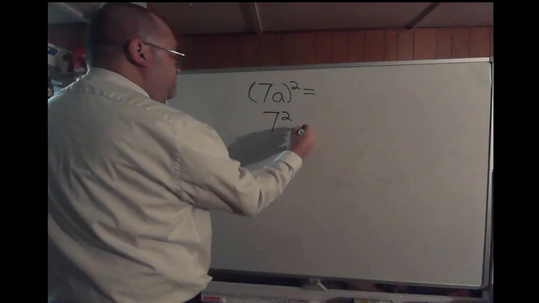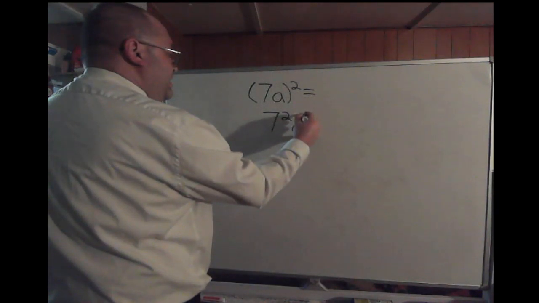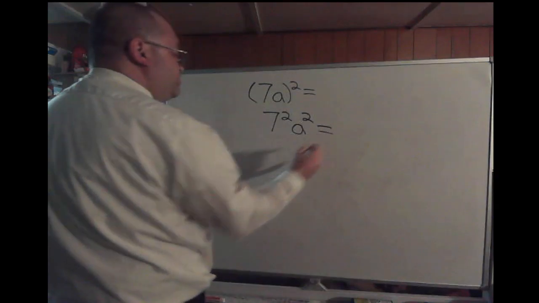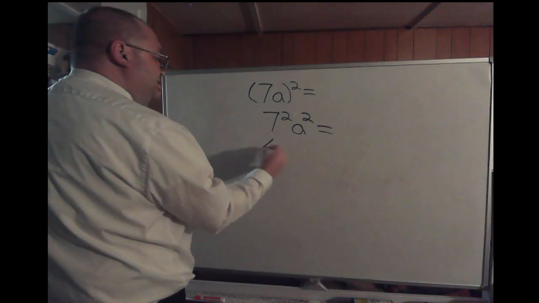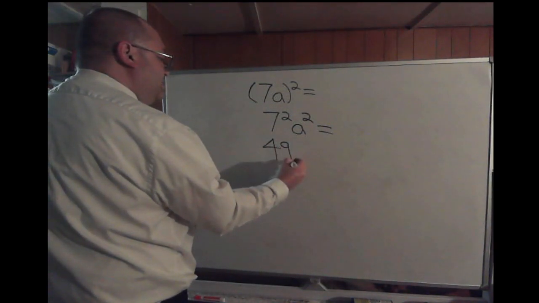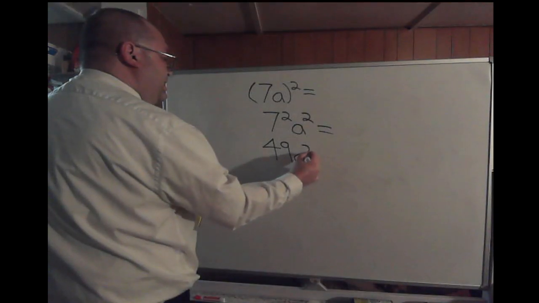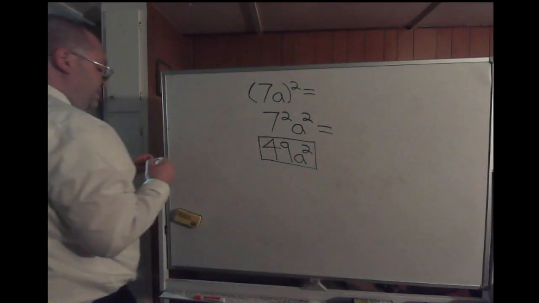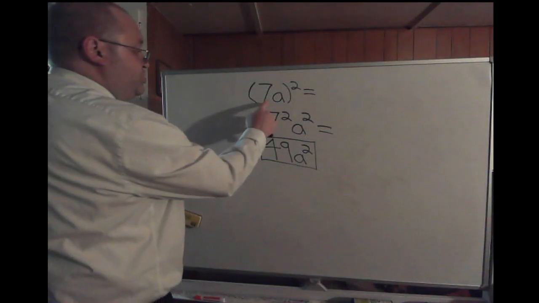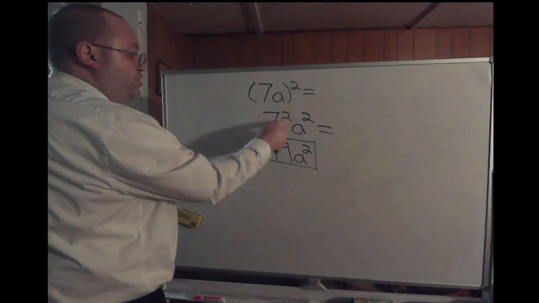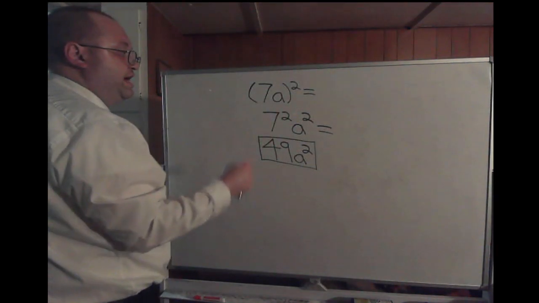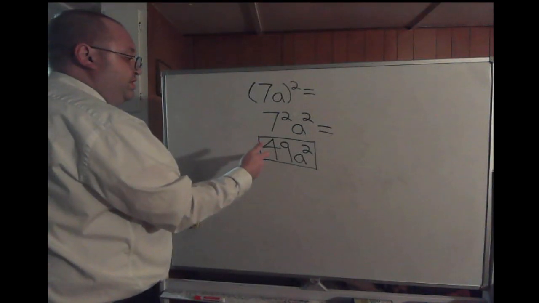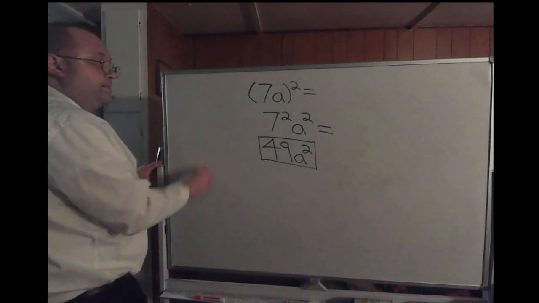1 times 2 is a to the second. So you're going to have 7 to the second, a to the second, which 7 to the second is 49. So you will have 49a to the second power. That's what you would get. Because you take each term, the 7 and the a, you raise both to the power that's on the outside of the parentheses, leaving you with 49a squared.